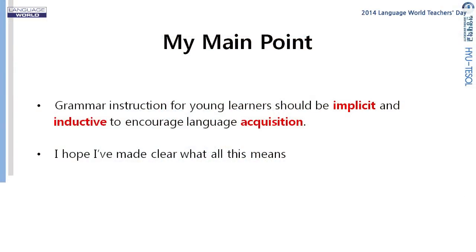And then, okay, so those are some ideas for error correction. I'm just going to finish off by where I started and say my main point one more time. Grammar instruction for young learners should be implicit, it should be inductive, and it should focus on language acquisition, not language learning. So with that, I guess I'll say thank you very much for your time. I appreciate it.